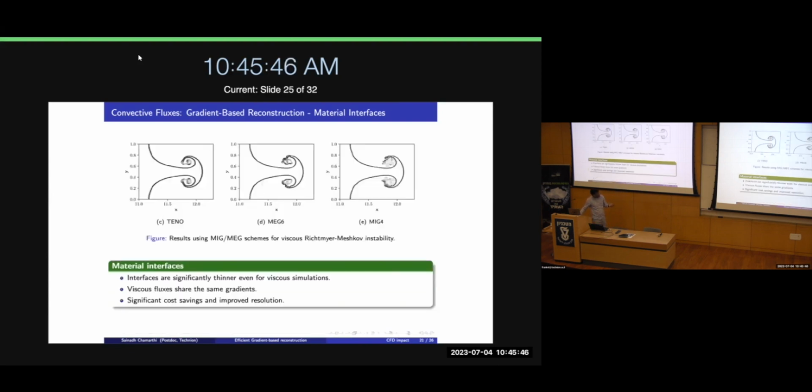It's the same case even for the long time simulations. We are able to get much better vortical structures, and also the contact discontinuities are much thinner.